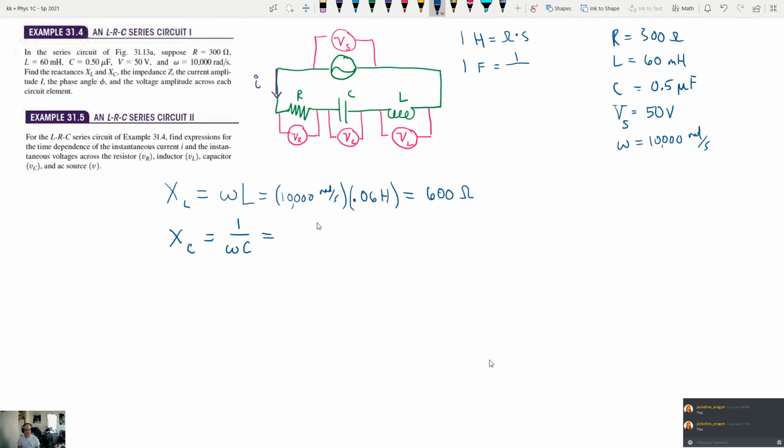So if we write this one out, this one's going to be 1 divided by omega, which is 10,000, and C is 0.5 microfarad. I'm pretty sure you're going to get 500 out of this one. Is that right? You should get 200. Is it 200? Okay. Oh, it's because we're dividing by 5. 200.